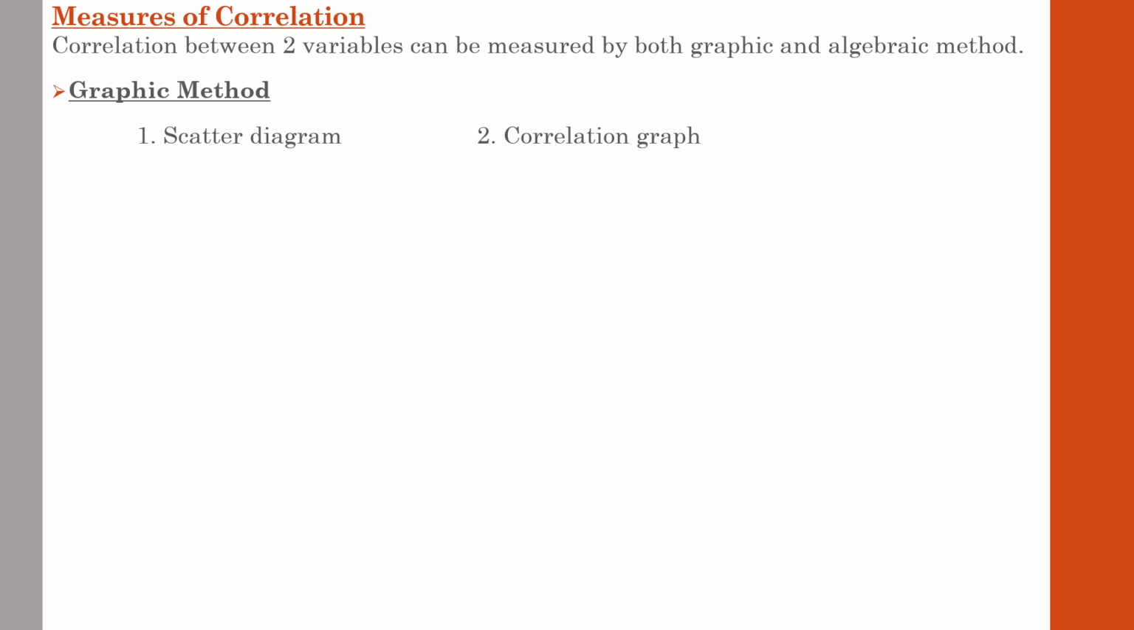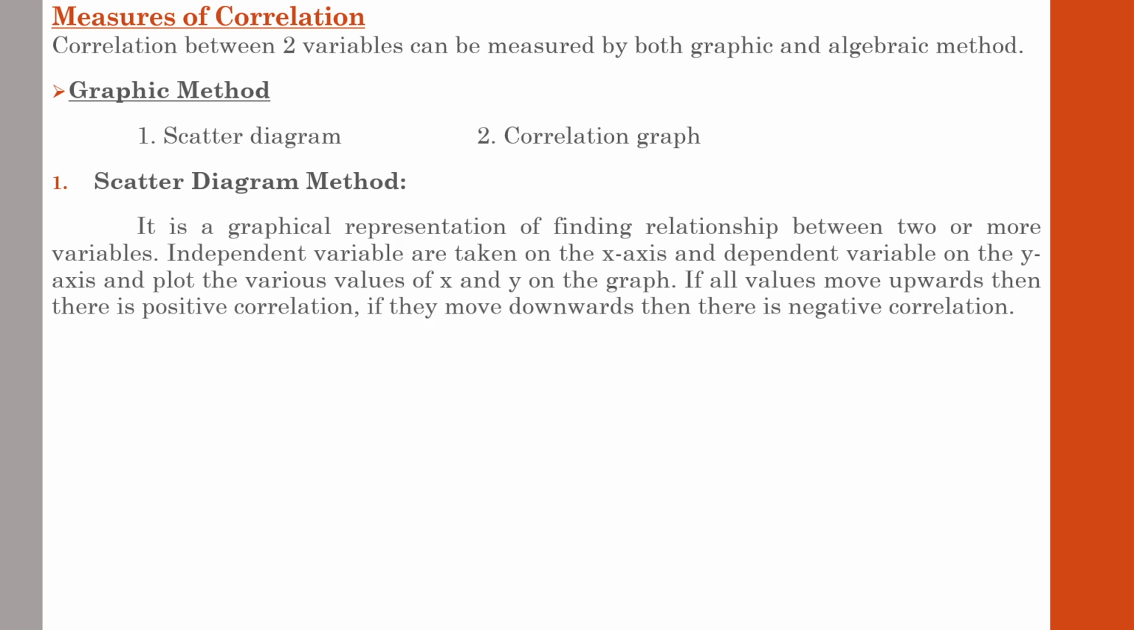So first let us discuss the graphic method. First one, scatter diagram. This is a graphical method of studying the correlation between two variables. One of the variables is shown on the x-axis and the other on the y-axis. Each pair of values is plotted on the graph by means of a dot mark. After all the items are plotted, we get as many dots on the graph paper as the number of points.